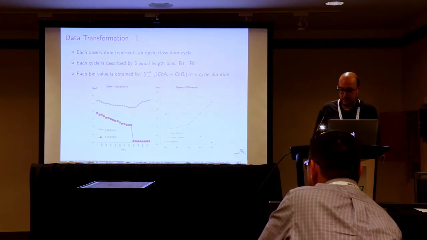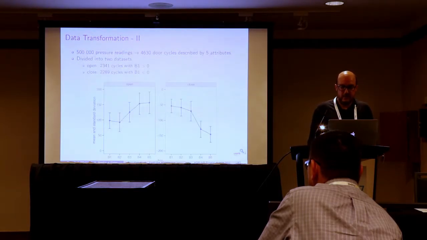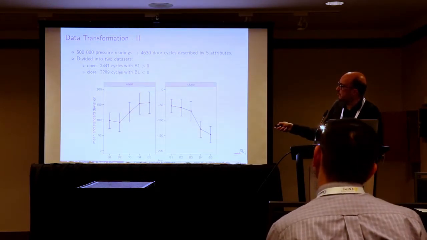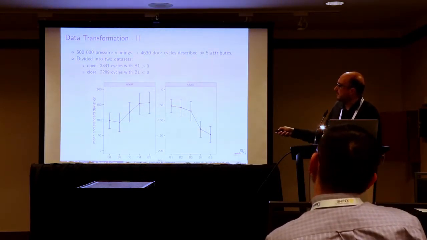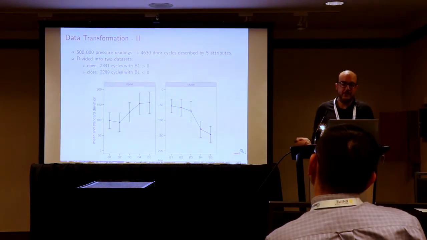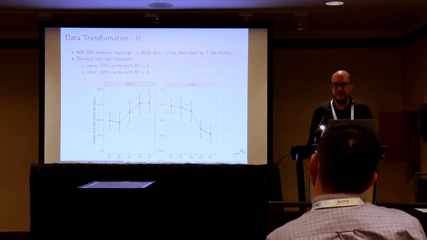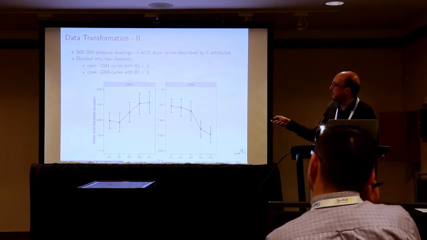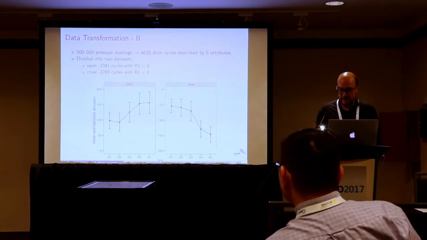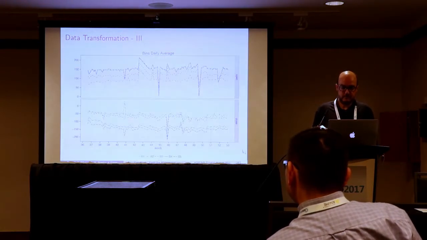This is the data that we are going to use. As we see, if the difference is positive, this corresponds to an open cycle, and if the difference is negative, this corresponds to a closed cycle. So we have 500,000 pressure readings, but it's really only 4,600 door cycles, where half of them are open, positive, and the rest are negative.